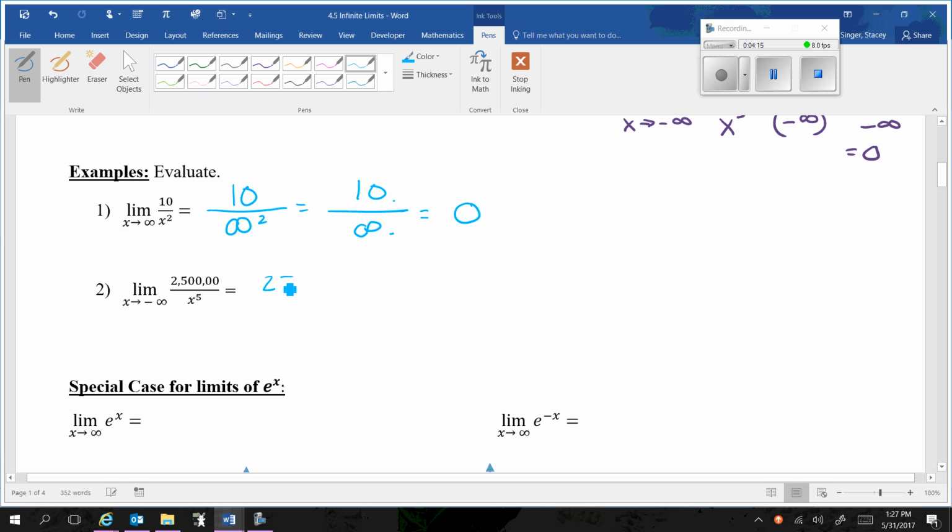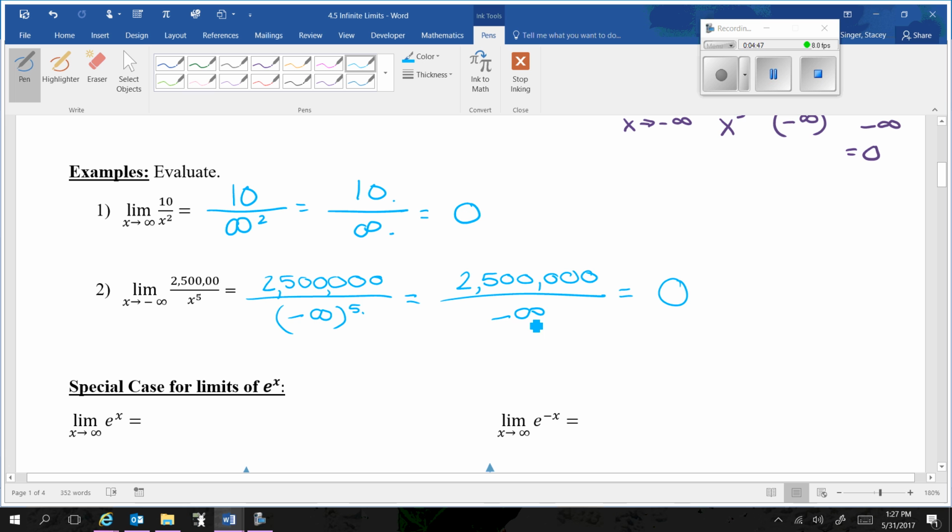And even if I had a larger number in the numerator, like 2,500,000, divided by negative infinity to the fifth, I'd get 2,500,000 divided by negative infinity, because if I multiply a negative 5 times, raised to the fifth power, I get a negative. That's still going to give me 0, because I have 2,500,000, which still is a small number compared to infinity. Dividing by infinity is still going to approach 0, because my larger number is in my denominator.